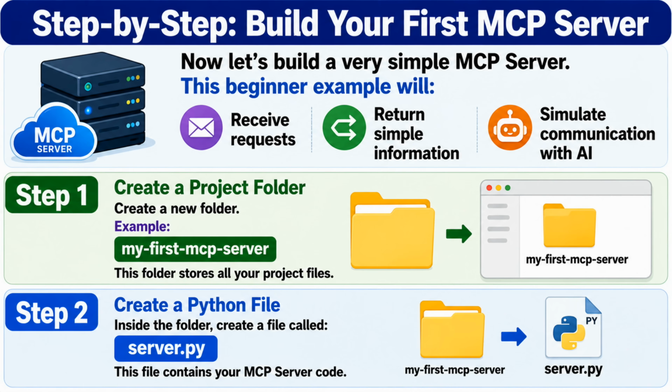Now we will see step by step how to build your first MCP server. Now let's build a very simple MCP server. The beginner example will receive a request, return simple information, and simulate communication with AI. Step 1. Create a project folder. Create a new folder called My First MCP Server. This folder will store all your project files. Step 2. Create a Python file. Inside the folder, create a file named server.py. This file will contain your MCP server code.